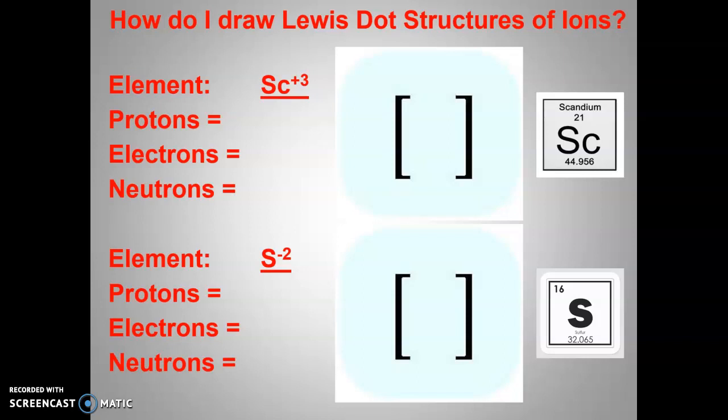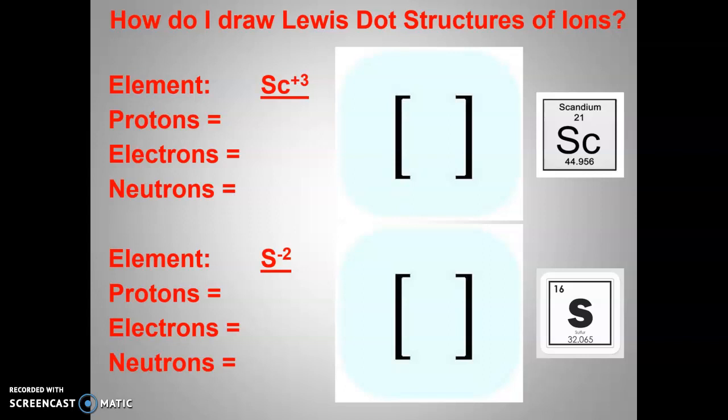Hello everyone, I want to take this opportunity to make a quick video to show you how you can go about drawing a Lewis dot structure of an ion. You can't do a Lewis dot structure for an isotope because it's just referencing neutrons, but with electrons, we could actually draw a Lewis dot structure for an ion, either a cation or an anion. So let's do one for both.